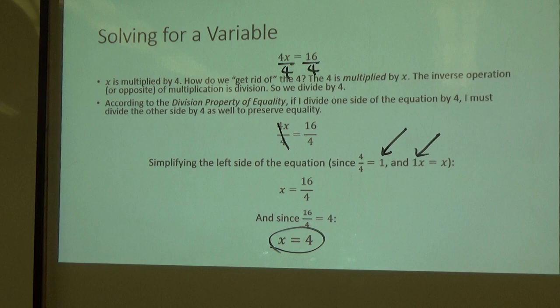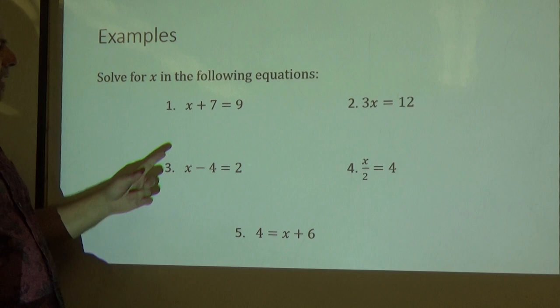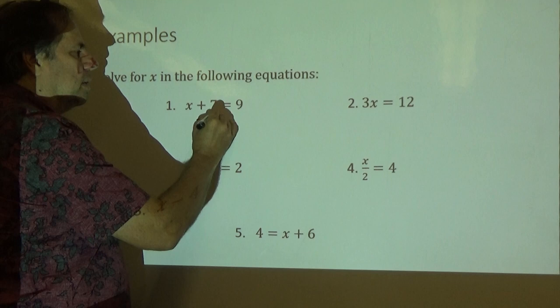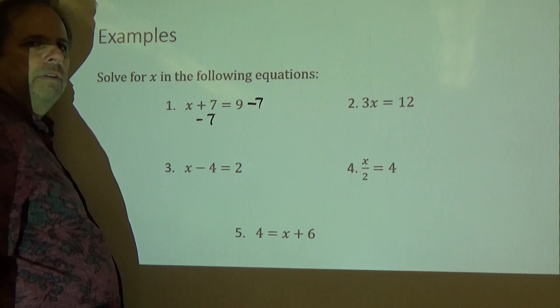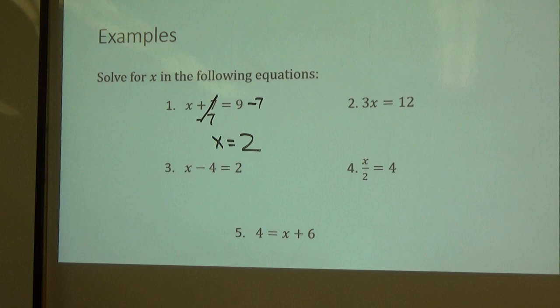Here are some examples. Let's try some of these. X plus 7 equals 9. I want to get rid of this 7, then x will be by itself. How do I get rid of plus 7? Minus 7. If I'm going to do it to this side of the equation, I have to do it to that side of the equation as well. Plus 7 minus 7, those go away. I'm just left with x. 9 minus 7 equals 2.